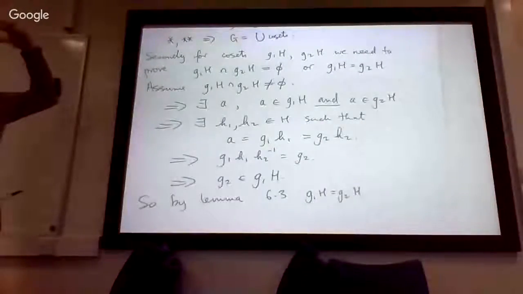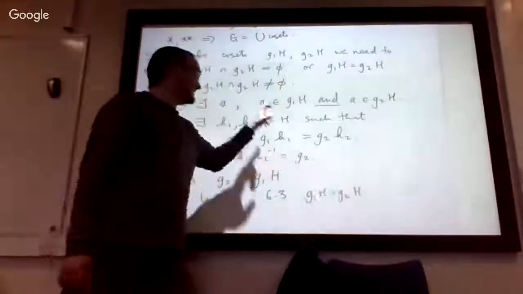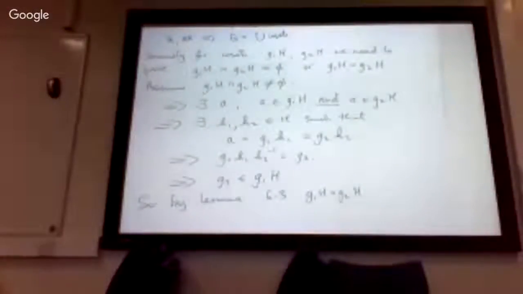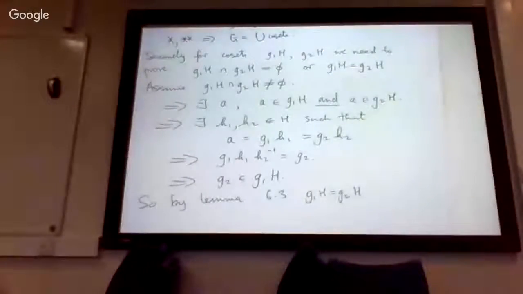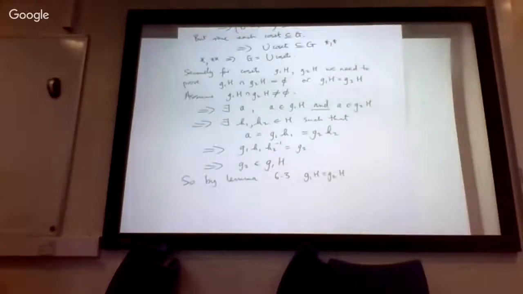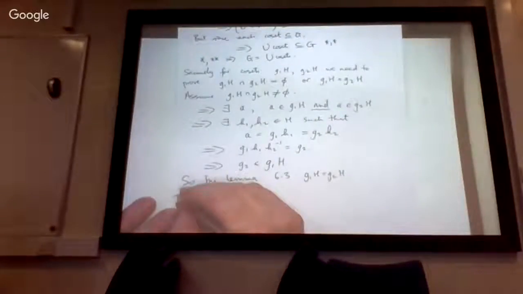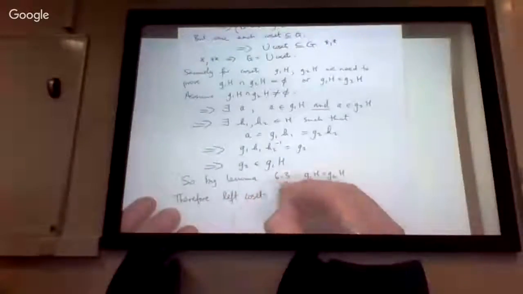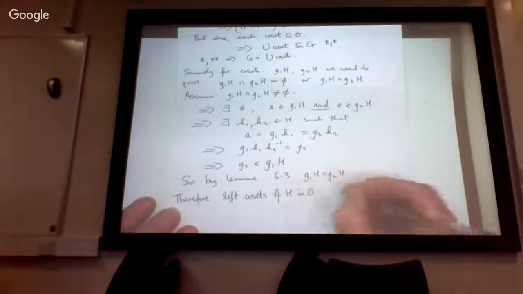So if the intersection between left cosets isn't empty, the two left cosets must be the same. If they have any overlap at all, they're in fact the same. You don't have different cosets with a little bit of an overlap. Either they're completely separate, or they're the same thing. So they're disjoint. So this shows, therefore, that the left cosets of H in G partition G.